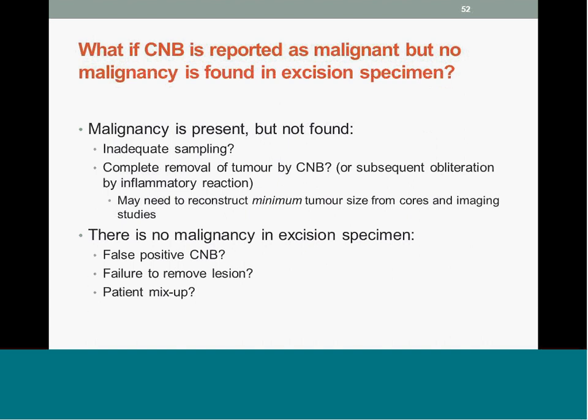So what do you do if you report your core biopsy as malignant but there's no malignancy found? There may be two possibilities. One is that malignancy is found, but it's not found, and then you have to go back on your excisions and sample it more thoroughly, perhaps, or perhaps the lesion was completely excised by core biopsy. We do see that from time to time, and it may be important to try and reconstruct the minimum tumor size from the cores and the imaging, and report it as a minimum tumor size.